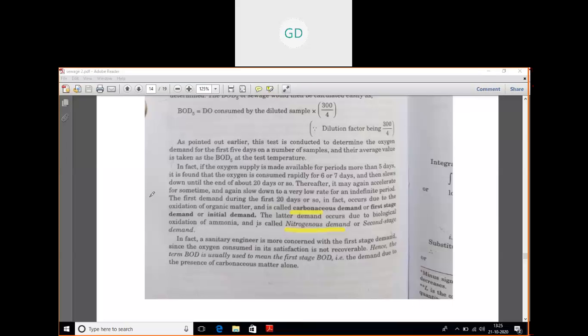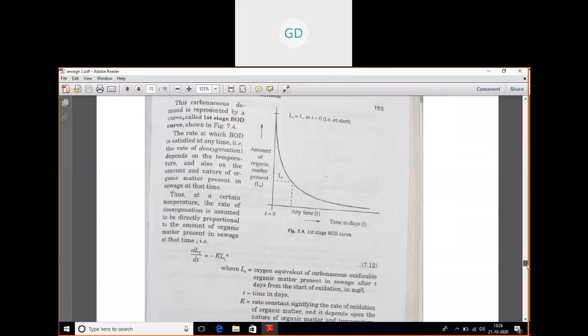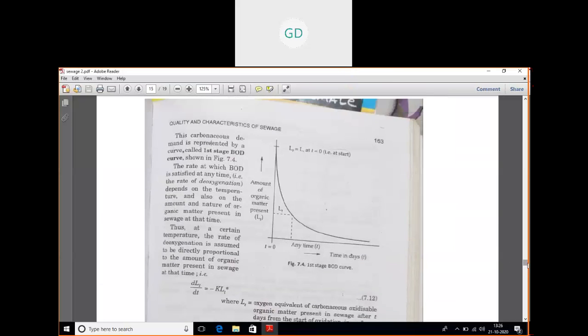So basically everyone is interested in the first stage BOD. For the first stage BOD, or the carbonaceous demand, we have one expression, and for that we need to do one derivation. So let us see that one.